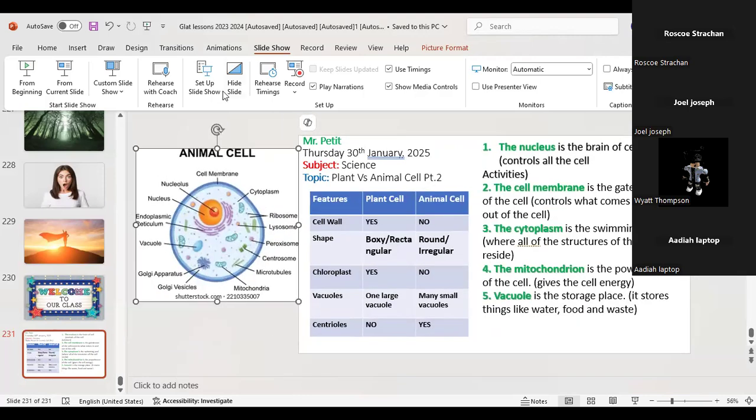The nucleus, very good. This right here is the nucleus. This is the brain of the cell, okay? So the brain of the cell is the nucleus. And Adaya, what do we know about the cell membrane? The cell membrane is a gatekeeper of the cell, controls what comes in and out of the cell.